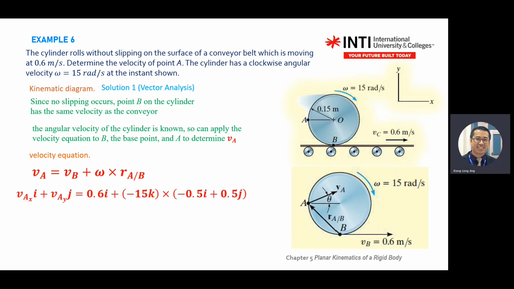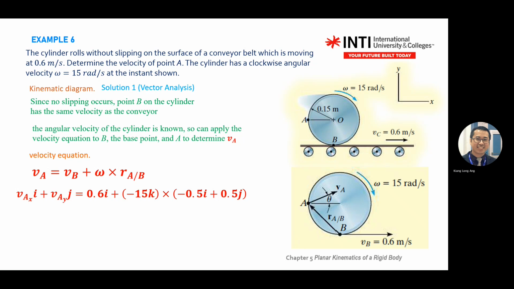Okay, so you put in the values. You break A into i and j. There's a hint in the question, for example, x and y. Then your VB is in the x direction, so 0.6i. All right. Plus omega. Omega is in the diagram, y negative k.